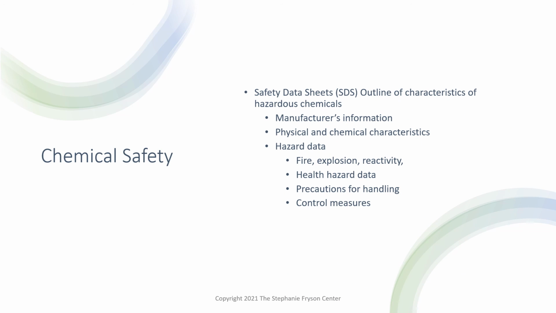One thing you're going to have to know for every course, safety data sheets. Safety data sheets have the manufacturer information, physical and chemical characteristics, hazard data, which includes fire, explosion, reactivity, health hazard data, precautions, and control measures. There's always been a question about safety data sheets in the lab general section on every exam so far.